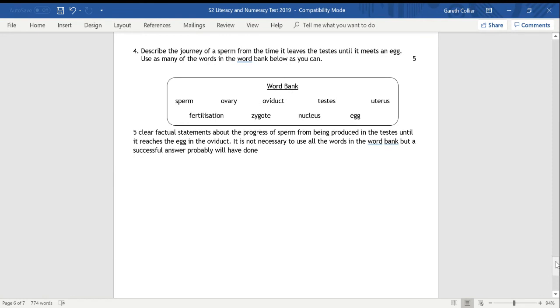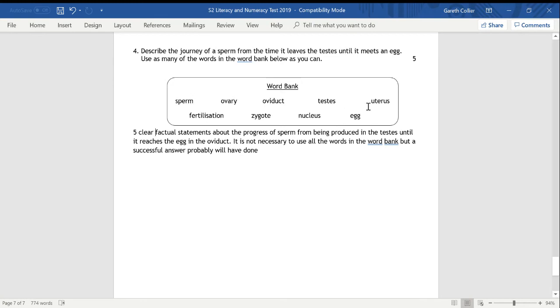In question 4, this one is a lot easier to get the marks from. Describe the journey of a sperm from the time it leaves the testes until it meets the egg. Use as many words as you feel you can. So we just need 5 clear factual statements for the progress of the sperm from being produced in the testes until it reaches the egg in the oviduct. Nothing after that or before that is really required. It's not necessary to use all the words, so you can get 5 marks only using some of these, but a really, really good answer is probably use most of these.